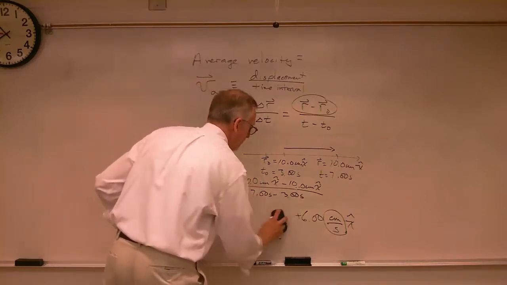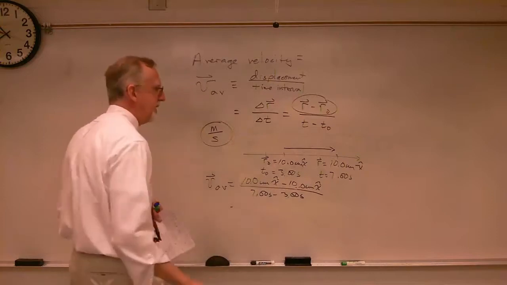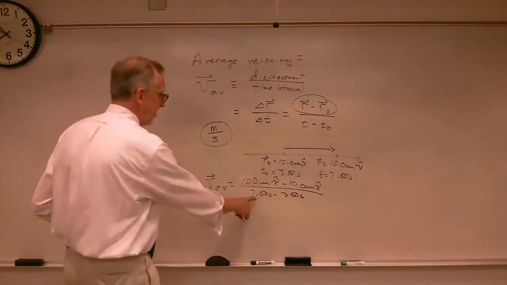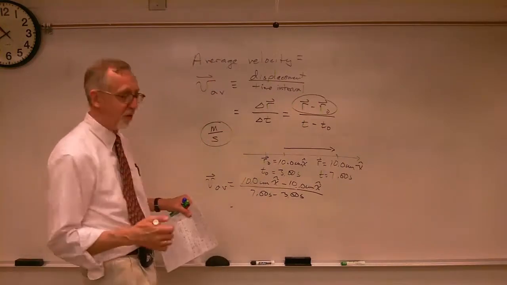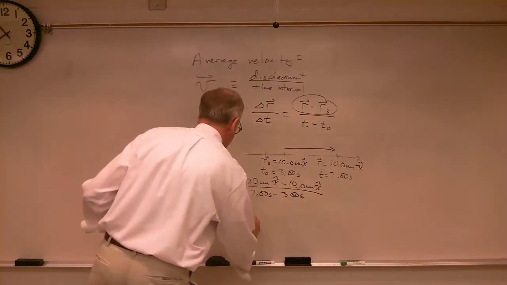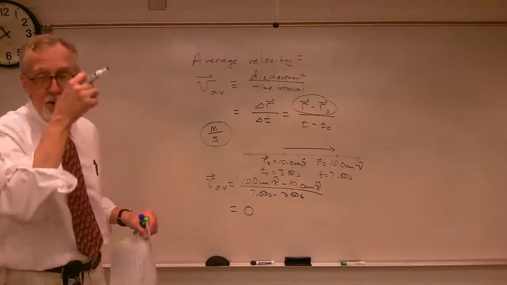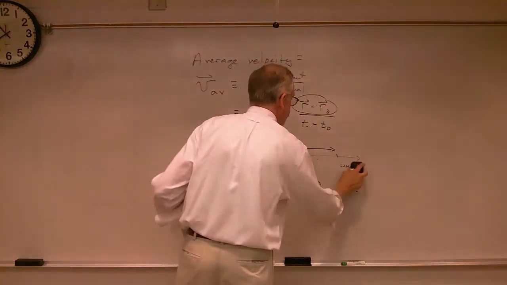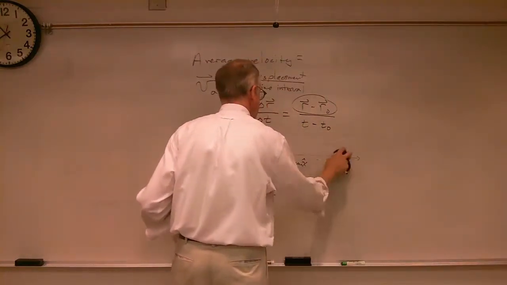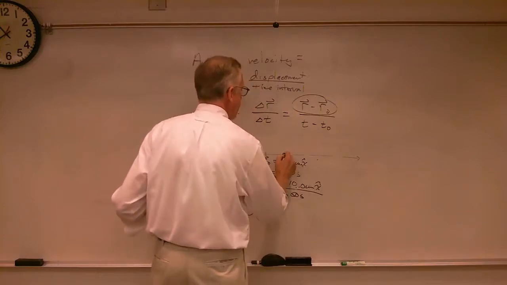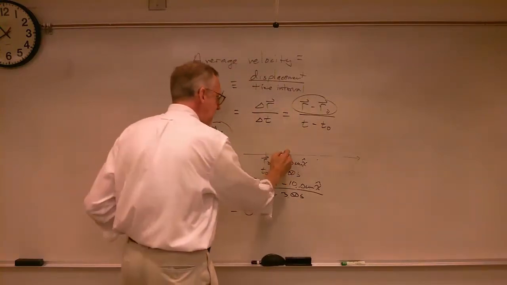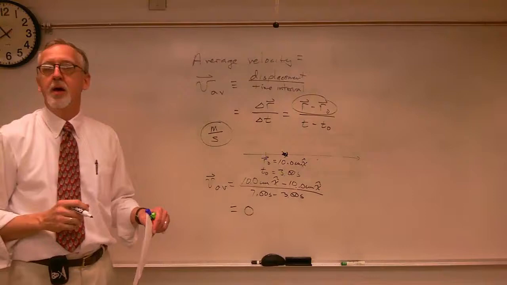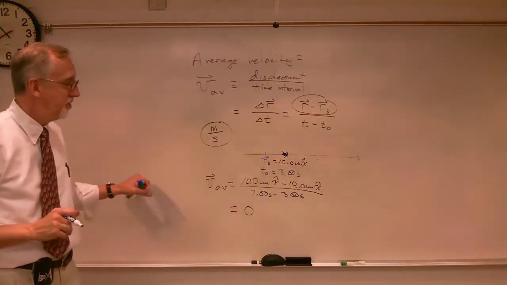What do we have? We have 10 minus 10 is 0. 7 minus 3 is 4. 0 divided by 4 is 0. What do we end up with? 0. What is this showing us? Well, I've got these drawn like they're different positions, but these are actually the same position. We have our object starting off here and ending up at the same position. The average velocity is 0.